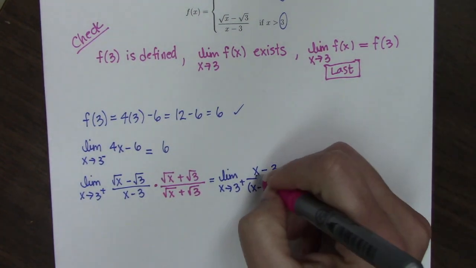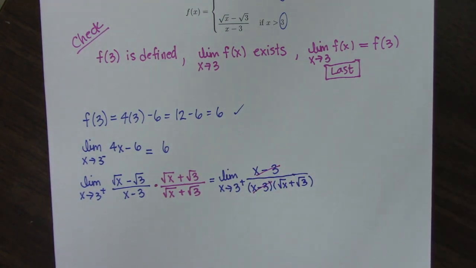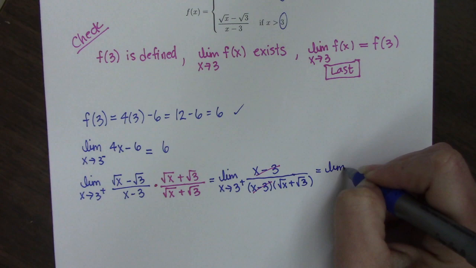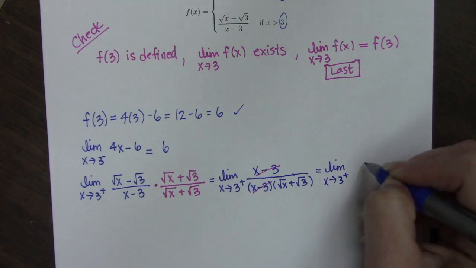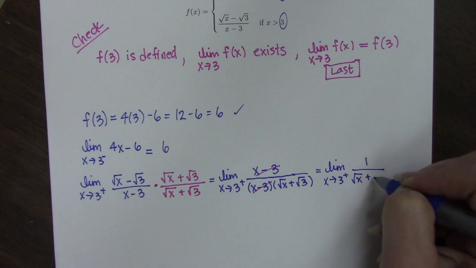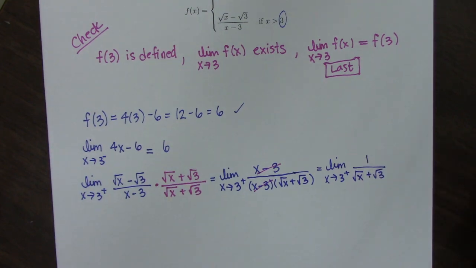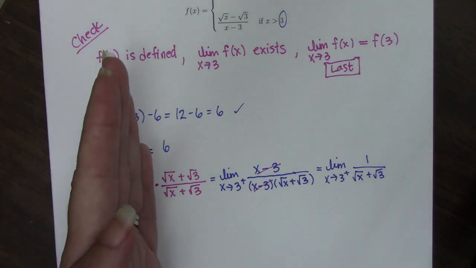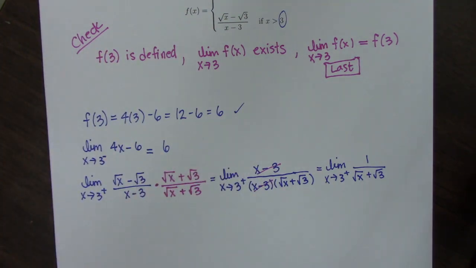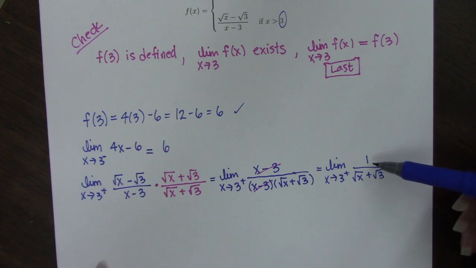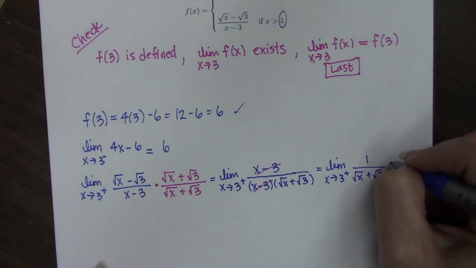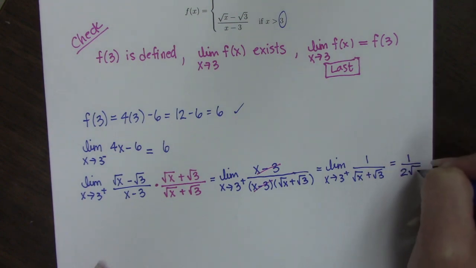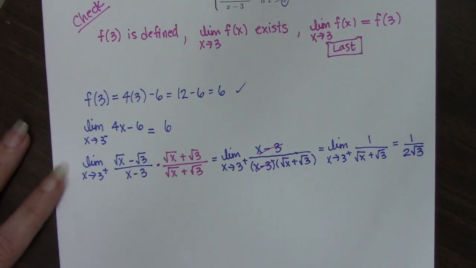These x minus 3's cancel. So I get the limit as x approaches 3 from the right of 1 over square root of x plus square root of 3. So remember, with limits, we try direct substitution, it didn't work. Then you try an algebra move, clean up the problem, then try direct substitution again. If direct substitution still doesn't work, look for another algebra move. So direct substitution would mean plugging 3 in. So I would get 1 over the square root of 3 plus the square root of 3. That's perfectly fine. So this limit is 1 over 2 root 3.